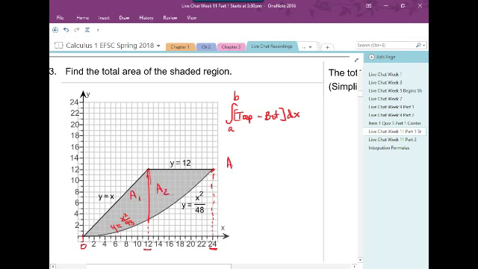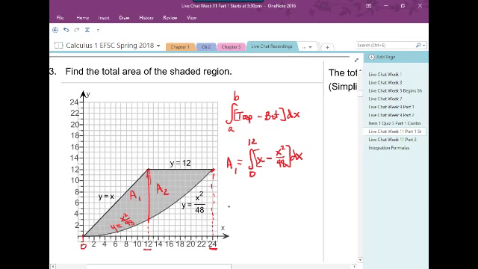So area 1 you would find by taking the integral of the top function, which is just x, minus the bottom function, which is x squared over 48. Top minus bottom dx, and that's on the interval from 0 to 12.